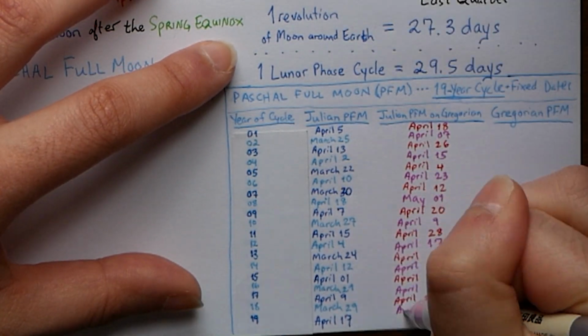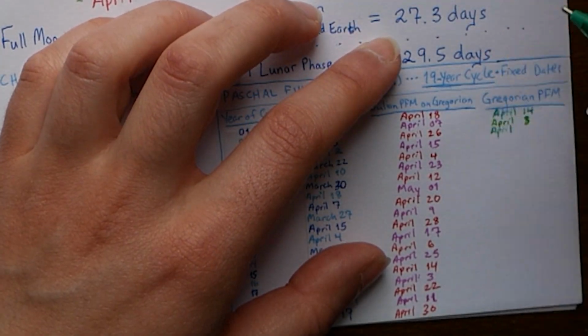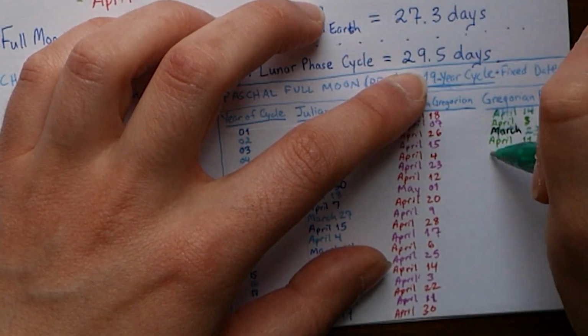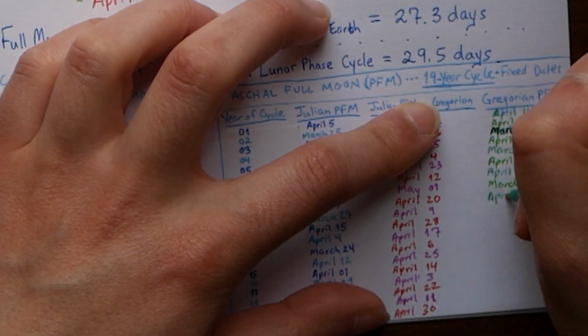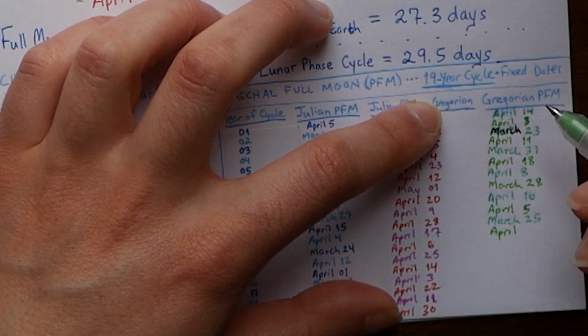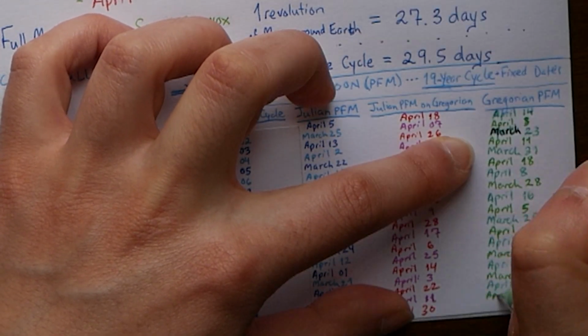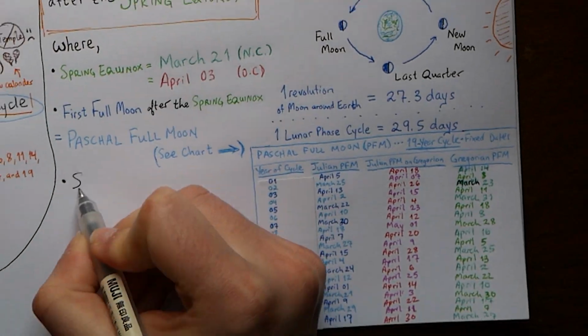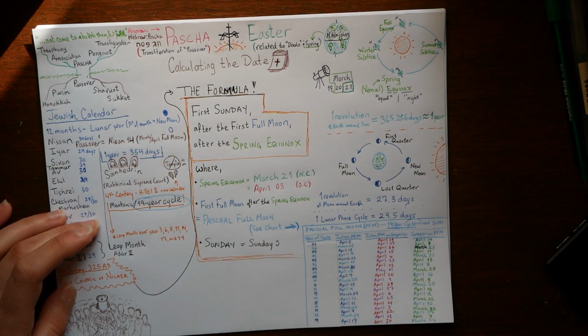And then last but not least, the idea of Sunday is just Sunday. There's nothing special about that. That is the one unifying feature that we have across the board. Yay, we have something in common in the formula. The formula is the same for everybody, but what the variables mean will differ for the spring equinox and the first full moon, depending on what calendar you're using.